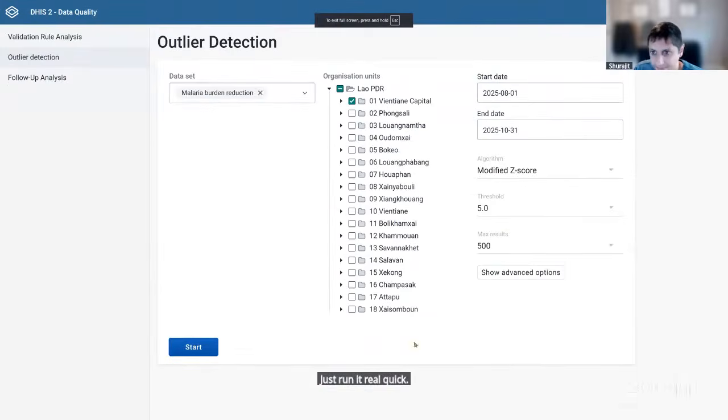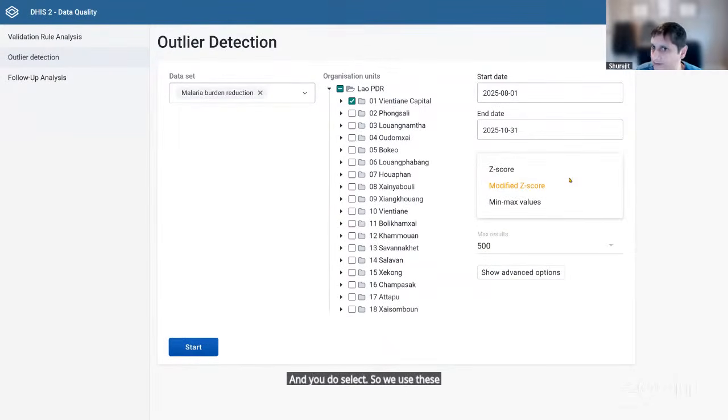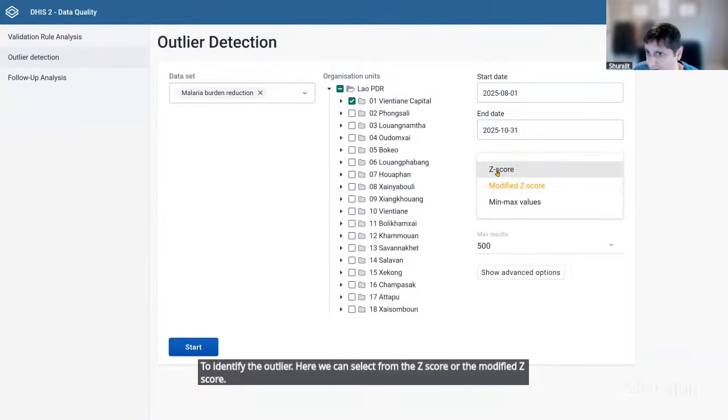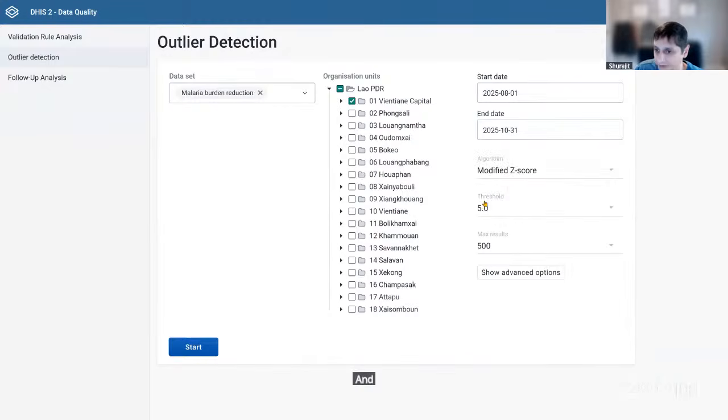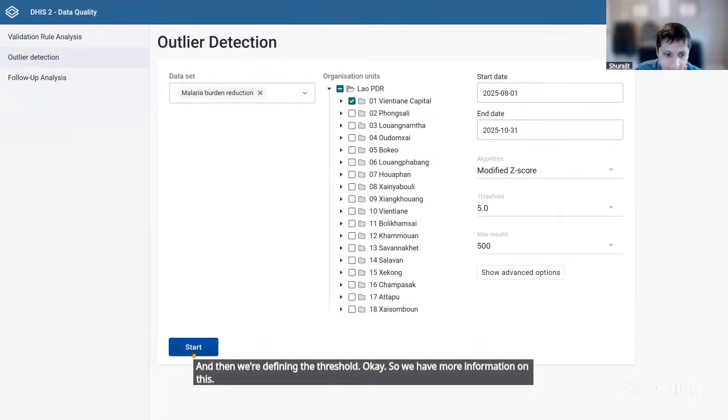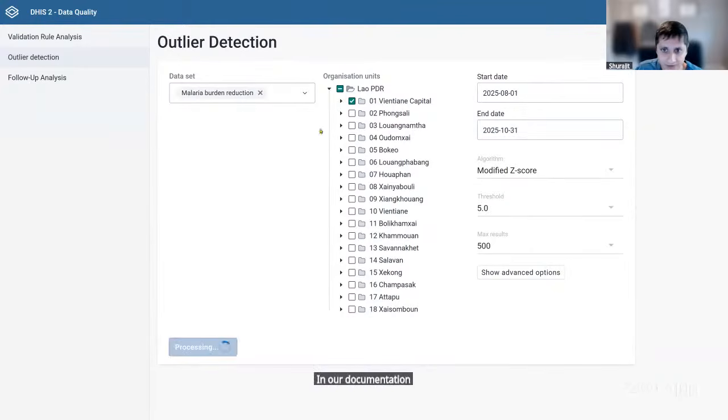Okay. And you do select, so we use these different statistical methods basically to identify the outlier. Here we can select from the z-score or the modified z-score. The z-score is using your mean, your average. The modified z-score is using what we call the median of your data, the midpoint of your data. And then we're defining the threshold. Okay, so we have more information on this in our documentation. Okay, so I'll just start this.